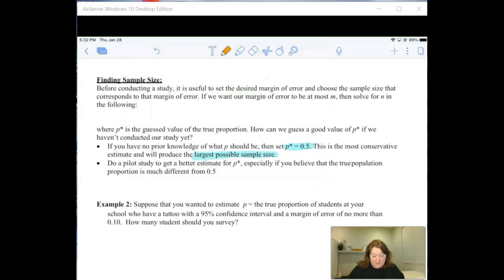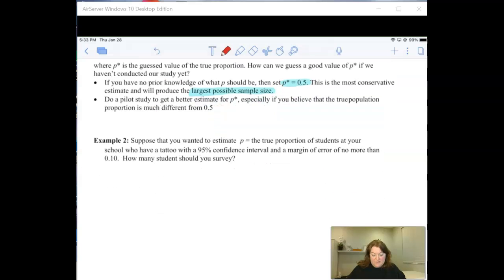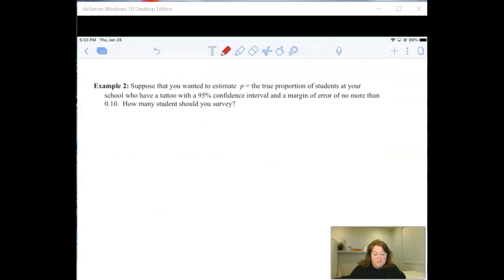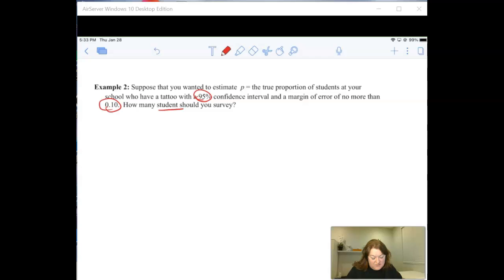So here we go on this one. Example 2: suppose you wanted to estimate p, which is the true proportion of students at your school who have a tattoo, with a 95% confidence interval and a margin of error of no more than 10%. So I'm getting 10%, 95% confidence, how many students? So they're asking me to find n.